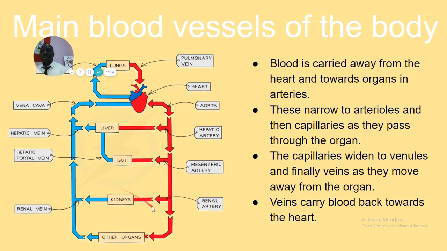That is chapter 13. Then other organs, we have the legs and the rest. So what we know, blood is carried away from the heart. That's one difference between arteries and veins. Blood is carried away from the heart by arteries towards every organ. So organs are supplied by arteries and are drained by veins. And then veins transport blood back to the heart. Arteries transport blood away from the heart.